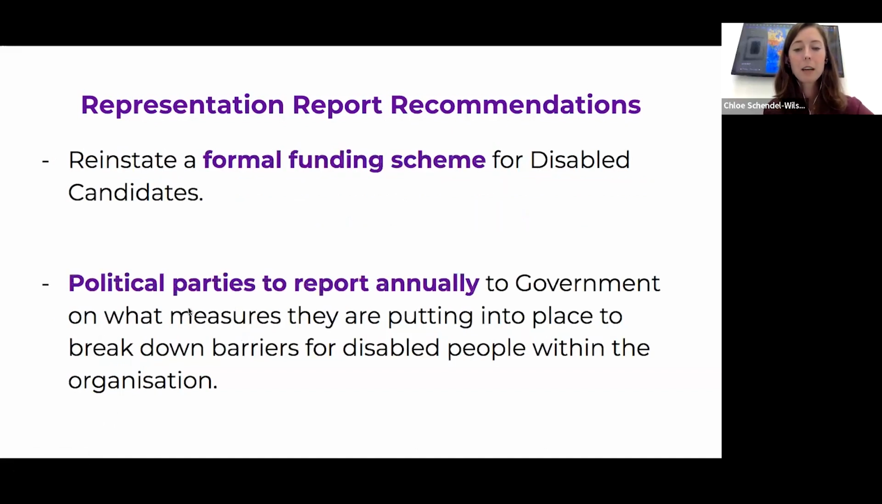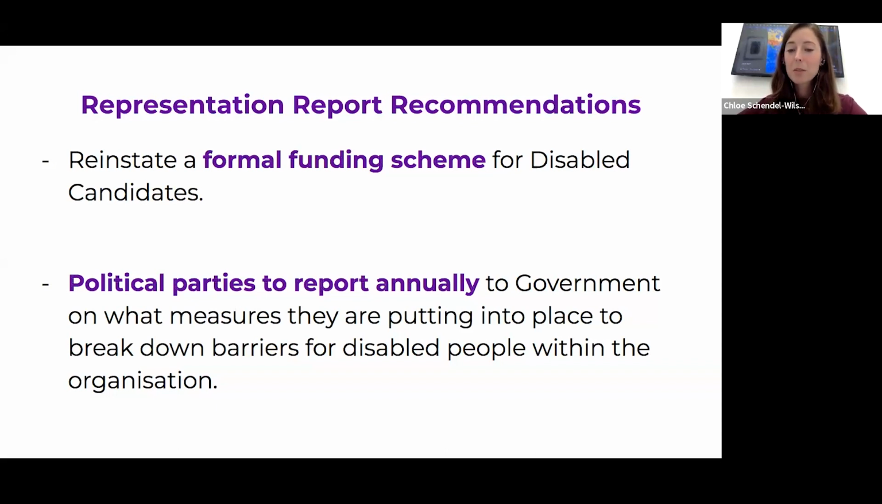And our final 2 for the government were to introduce a formal funding scheme. So there used to be something called the Enable Fund, as well as the Access to Elected Office Fund, which meant that if you were disabled or you had a long-term health condition, you could apply to the government to reimburse some of your costs. So things like if you needed to pay for a personal assistant to support you while you were campaigning, if you couldn't access public transport and you had to pay for transport, and also delivery networks.